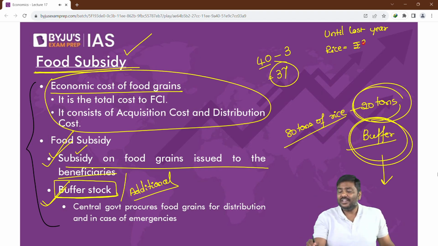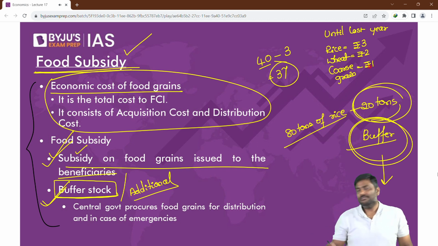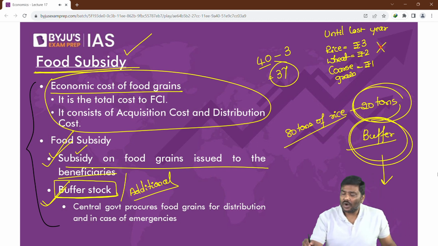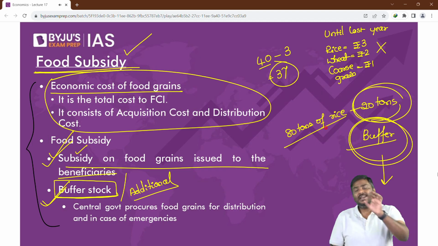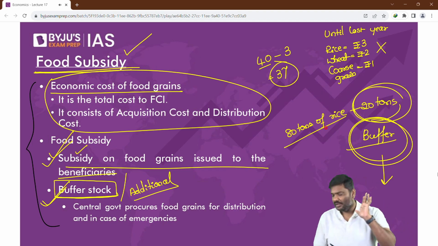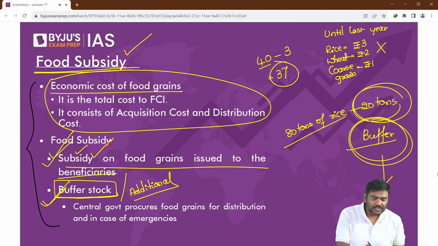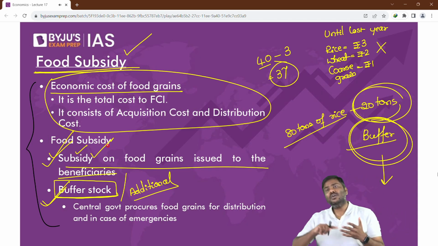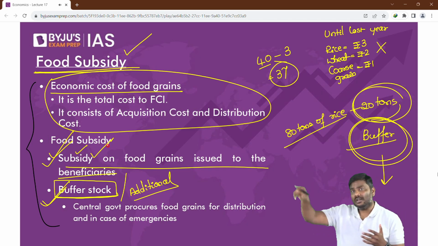Until last year, under NFSA, rice was sold to the beneficiary at 3 rupees per kg. Wheat was sold to the beneficiary at 2 rupees per kg. Coarse grains were sold to the beneficiary at 1 rupee per kg. But this year, they are not selling at these prices, they are selling it at 0 rupee.